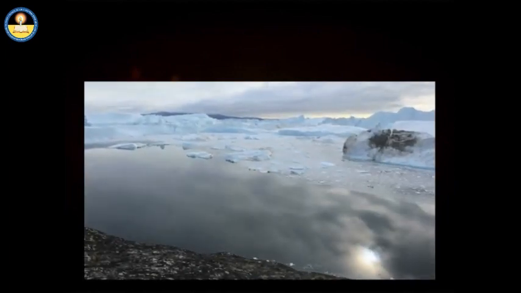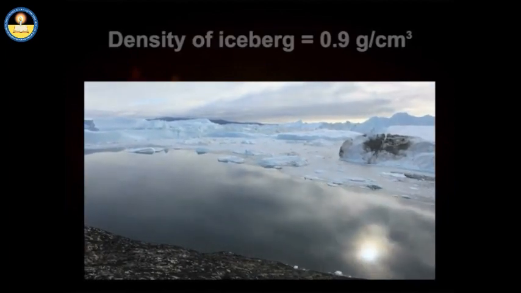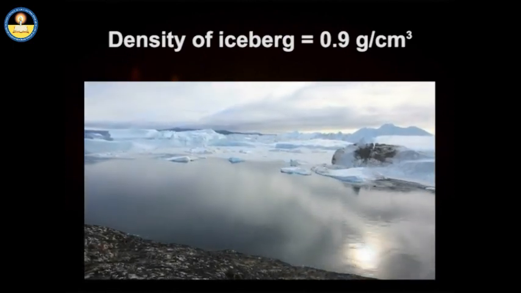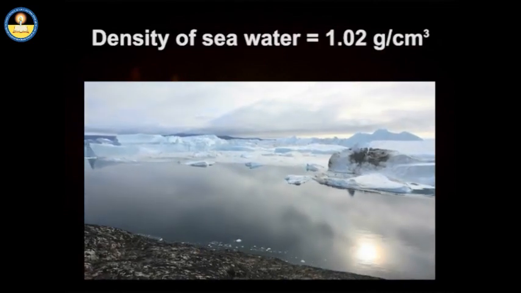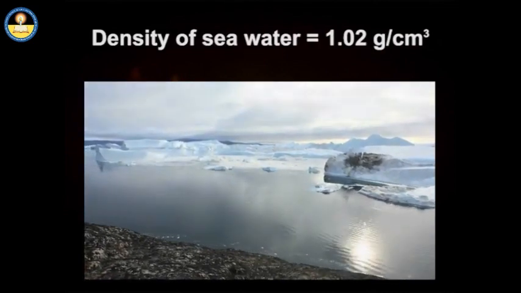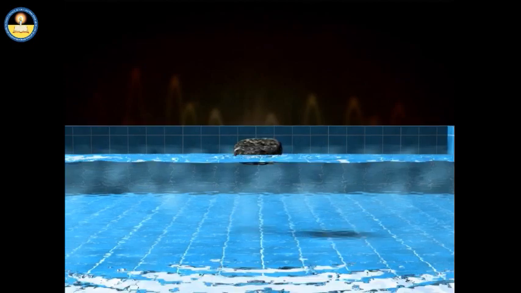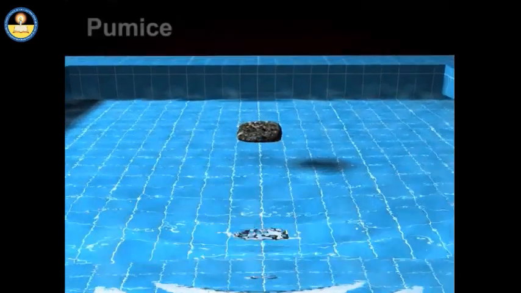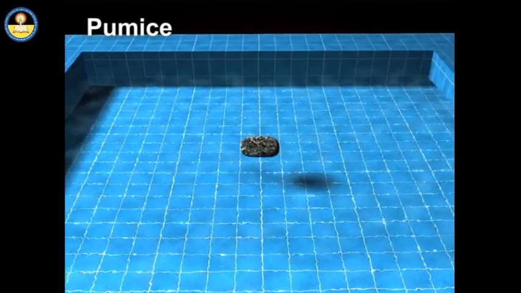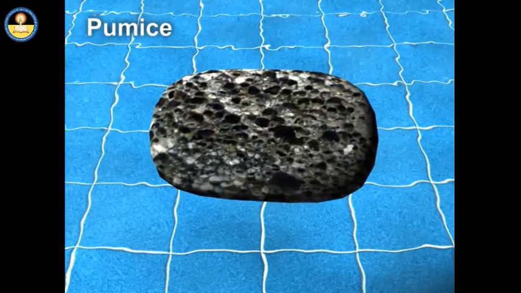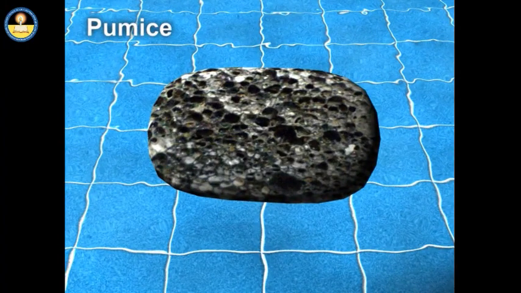That is why an iceberg floats in the seawater, as the density of the iceberg is 0.9 gram per centimeter cube and the density of seawater is 1.02 gram per centimeter cube. Rock has more weight than the water, thereby sinking in the water. A type of stone known as pumice floats in water. Do you know why? Pumice has a large number of holes, because of which the upthrust on it becomes more than its weight.